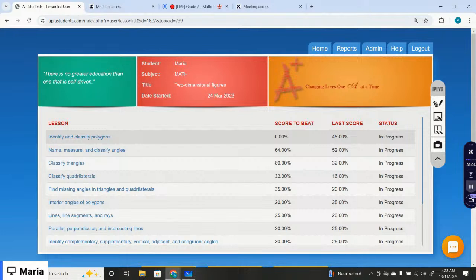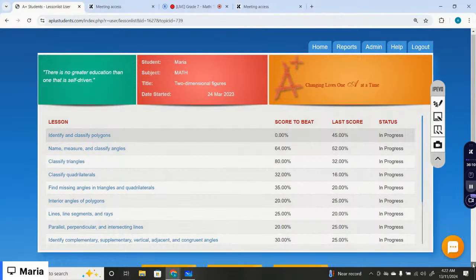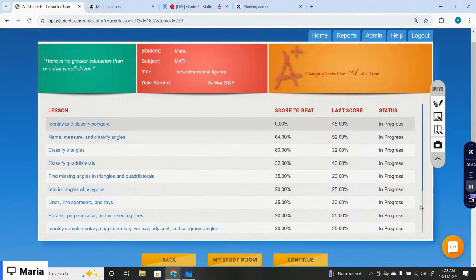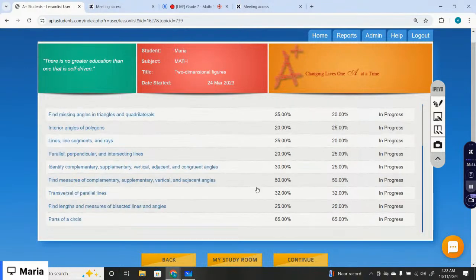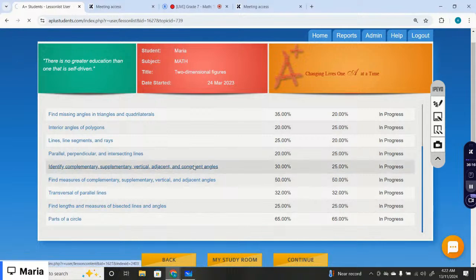The next lesson is identify complementary, supplementary, vertical, adjacent, and congruent angles. Let's just start with the next lesson.